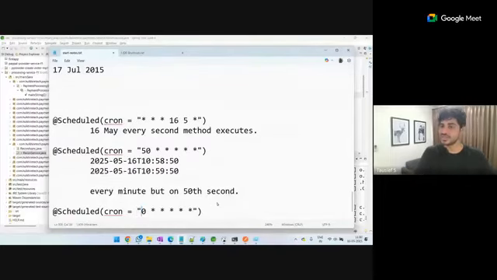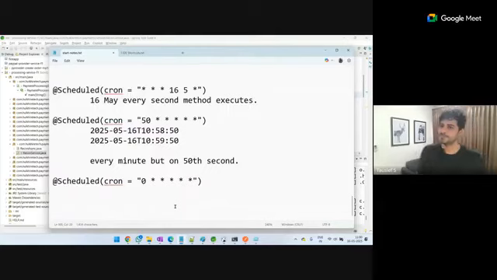You need to understand what this 0 is. The way you thought here, try to think the same way. What will be the logic? Take the same reference and think what the logic is here. Every minute, but on the 0th second. The 0th second is nothing but the starting of every minute.